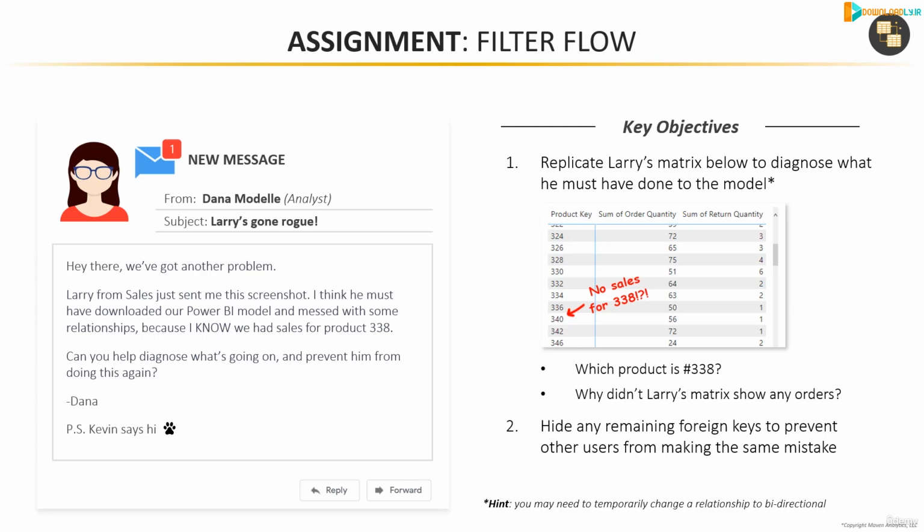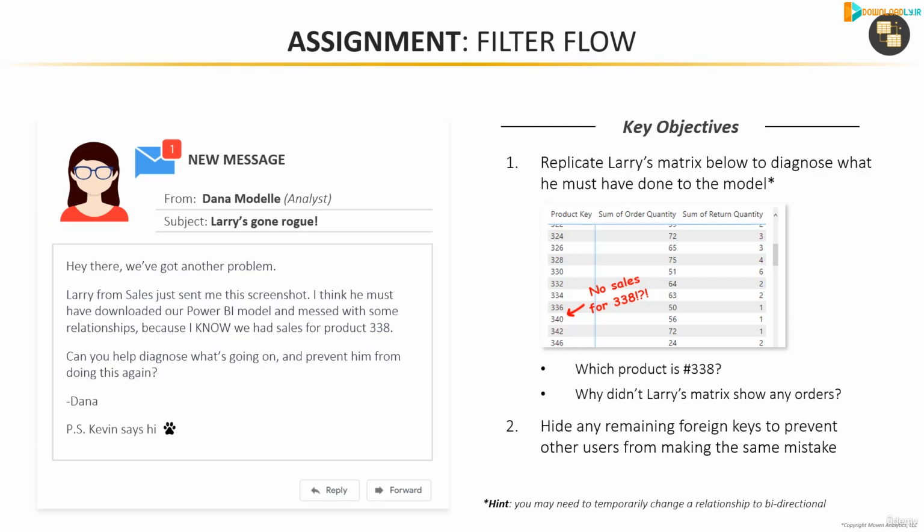So your objective here is to replicate Larry's matrix, shown here, to diagnose what the heck he must have done to the model to produce these values. And as part of that exercise, you need to figure out which product number 338 is and why Larry's matrix didn't show any orders for that particular product.